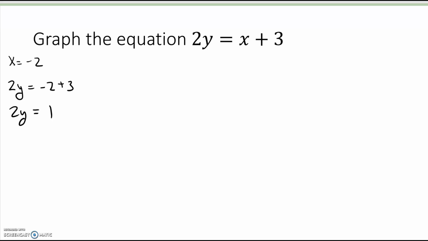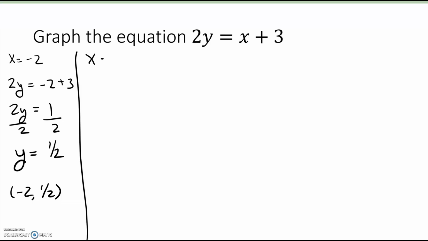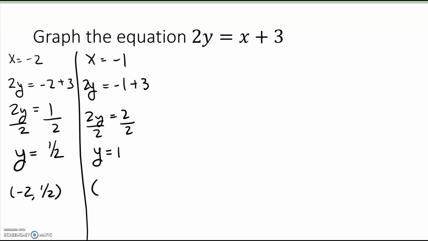We want y all by itself, so I'm going to divide off that 2. So now it's y by itself, so 1/2. Okay, so our ordered pair for this one is -2, 1/2. Okay, x is equal to -1. So 2y is equal to -1 plus 3. And that's the same thing as saying 3 minus 1. So that's just 2. Again, I want y by itself, so we're going to divide both sides by 2. So y is all by itself now. Anything divided by itself is going to be 1, so that's 1. Okay, so this is going to be -1, 1.